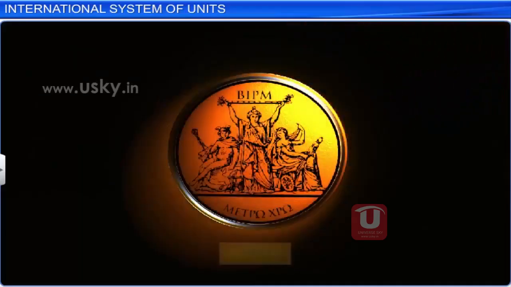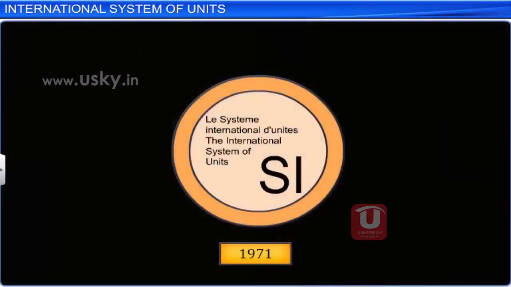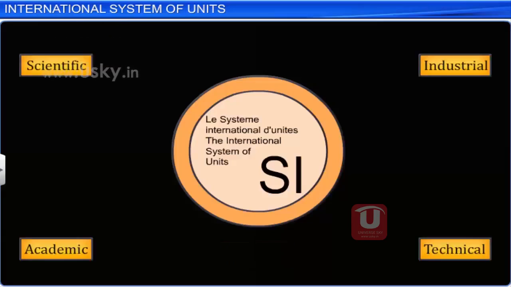However, in 1971, the General Conference on Weights and Measures recommended a standard set of units of measurement with their symbols and abbreviations. This system is known as Système International des Unités, French for International System of Units, abbreviated as SI. Currently, SI units are followed globally for all scientific, academic, commercial, technical and industrial purposes.